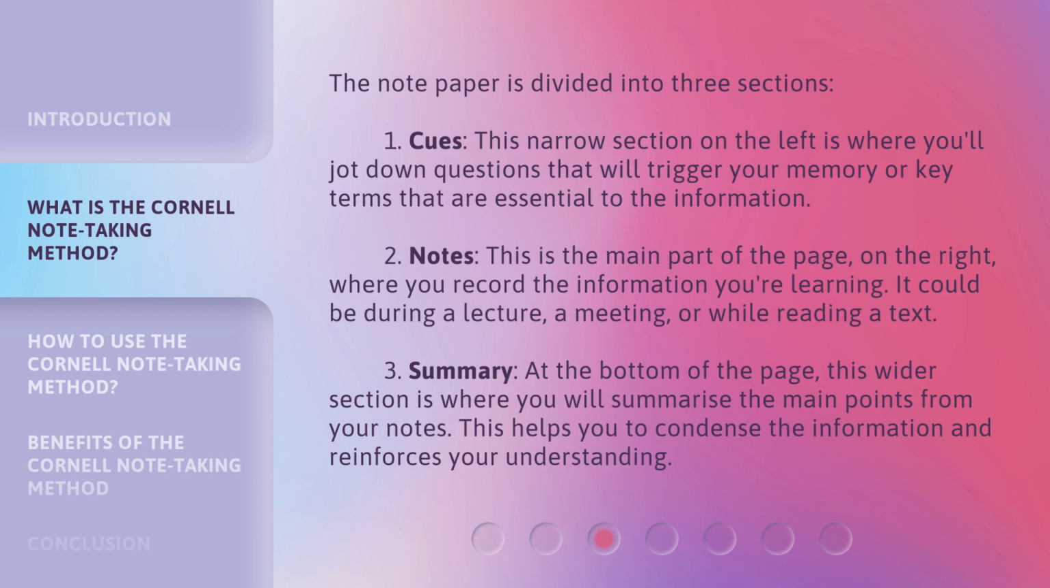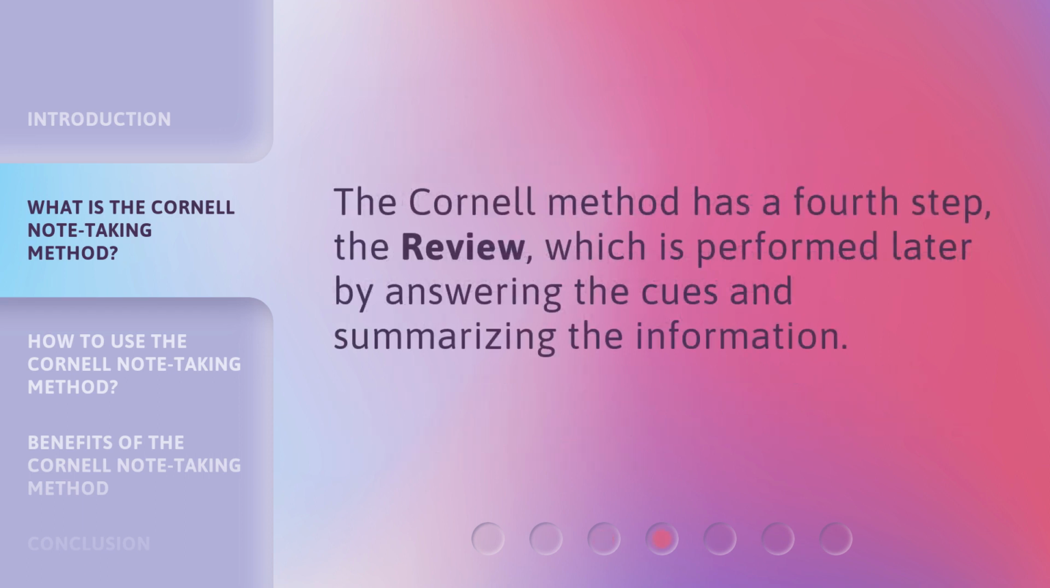3. Summary. At the bottom of the page, this wider section is where you will summarize the main points from your notes. This helps you to condense the information and reinforces your understanding. The Cornell method has a 4th step, the review, which is performed later by answering the cues and summarizing the information.